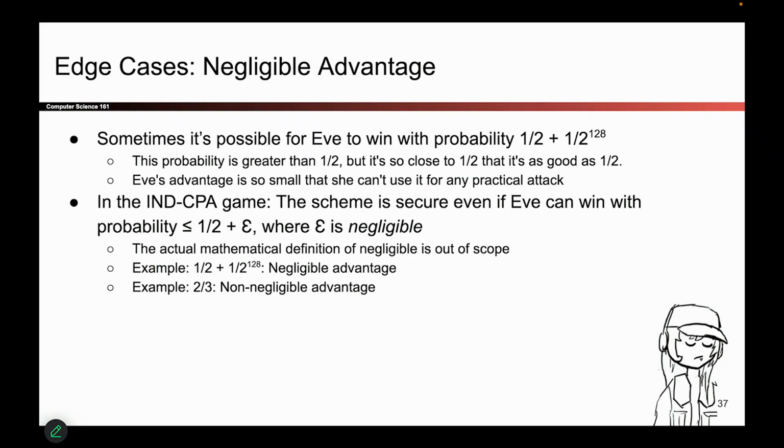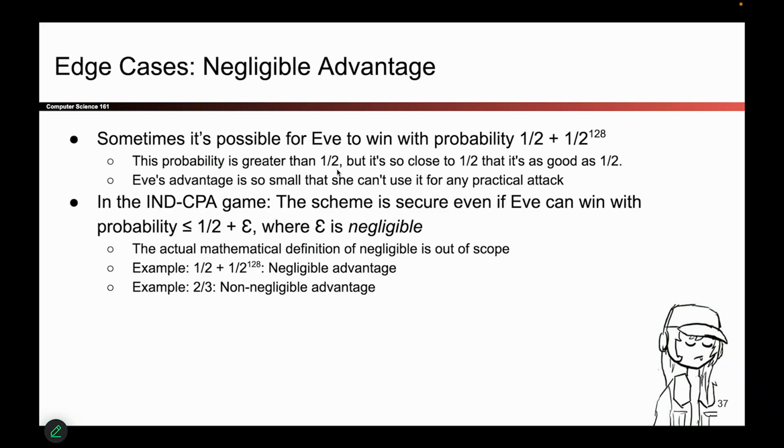There is one final edge case. There are some strategies out there that work with probability 1/2 plus a really, really small number. For example, Eve might have some strategy that wins with probability 1/2 plus 1/2 to the 128. So she is winning more than half of the time, but if you play this game in real life, are you really going to notice Eve having an advantage? Not really. This number is like 50.000000001%. It's as good as 50%.